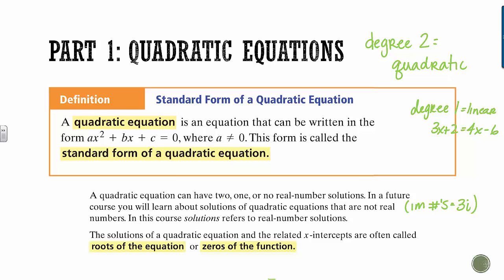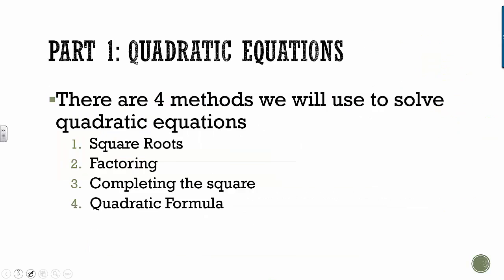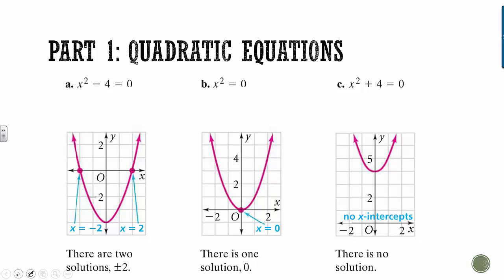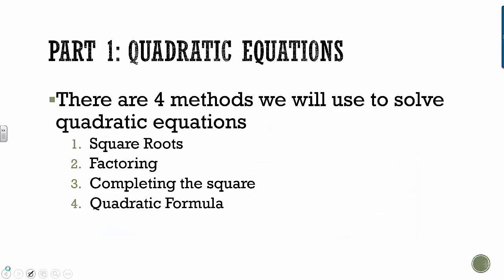The solutions of a quadratic equation are the x-intercepts, and they are also called the roots or the zeros of the function. This right here is really, really important, that the solutions are the x-intercepts. And if you take a look at these graphs in a sec, that'll make a little more sense.